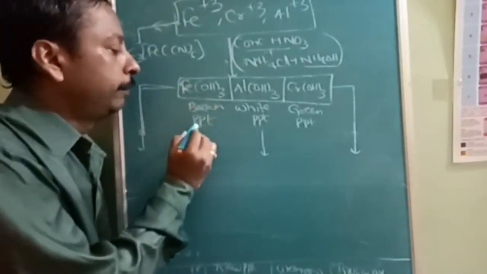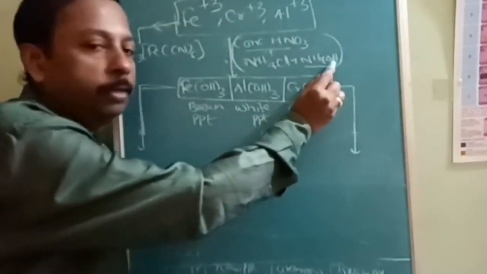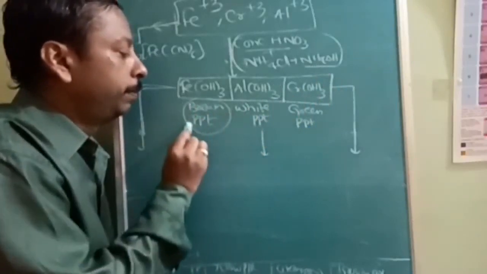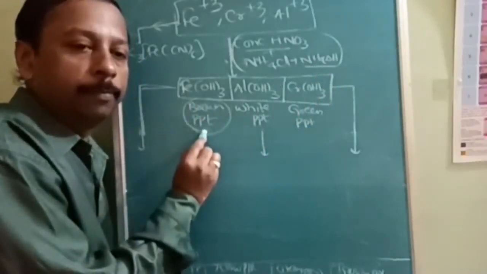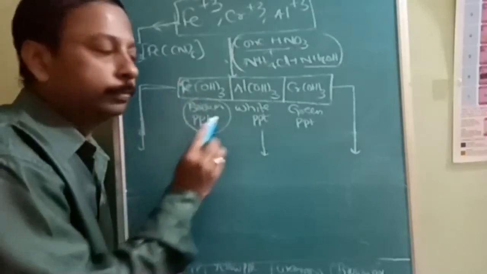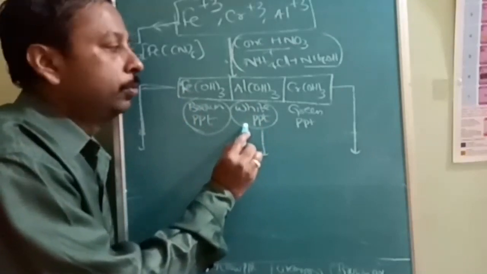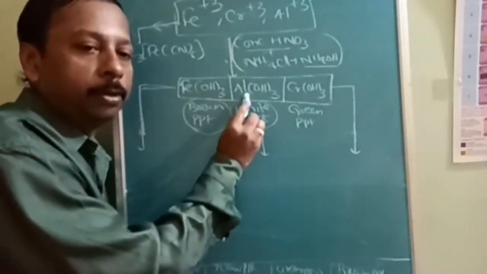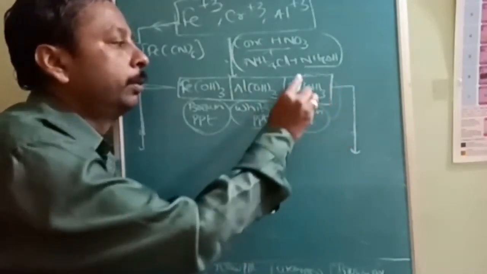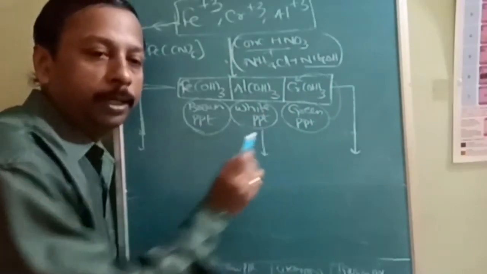Fe(OH)3: if iron is there, the iron of the salt and the OH of the ammonium hydroxide react with each other to form the brown precipitate. Presence of brown precipitate shows that iron may be present. If a white precipitate is formed, it shows the presence of aluminium hydroxide. If a green precipitate is formed, it shows the presence of chromium. Is it understood? These are only preliminary tests.